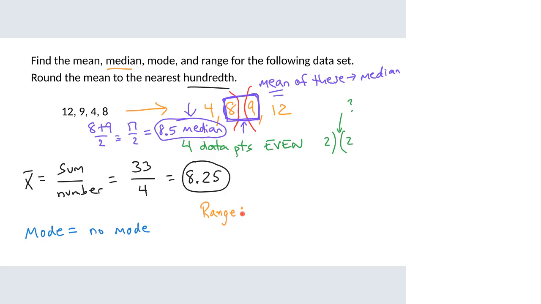What's the range? I might as well ask you. Careful, Carolina. When we're finding the range, we want to make sure we're looking at the whole data set. Perfect. And that's exactly right. Our range here is going to be the highest minus the lowest, which is 8. Outstanding.